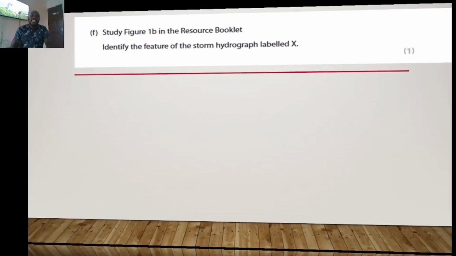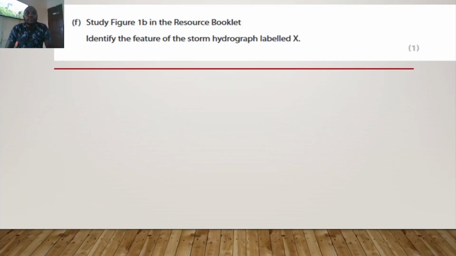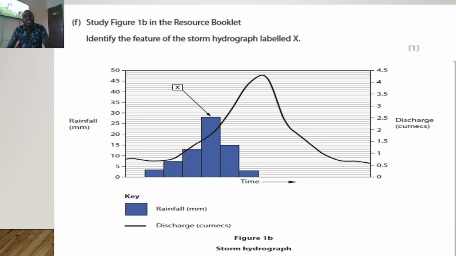All right. Now, study figure 1b in the resource booklet. Identify the feature of the storm hydrograph labeled X. Let's look at that resource booklet. Look at that. You talked about this in the notes. Now, what is this? And I'll ask you too, between this and this, what is the time in between here? So what is this part?